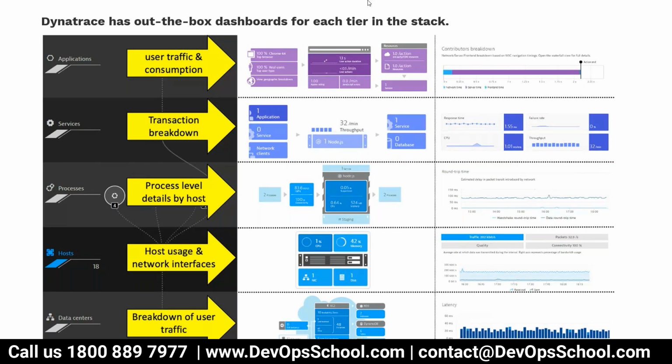In terms of traces, you also have the transaction breakdown. You can define application services. You can see which programming languages, how many database calls, what the throughput is, what the error rate is, what the transactions per second are, failure rate, response times, CPU, memory, and everything. You can also look at the process level detail by each host, and if Dynatrace detects problems, it will highlight that, followed by host usage and network interfaces in terms of CPU, memory, NIC, and disk.